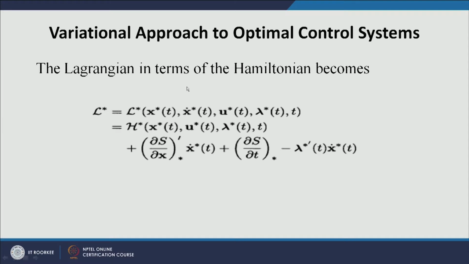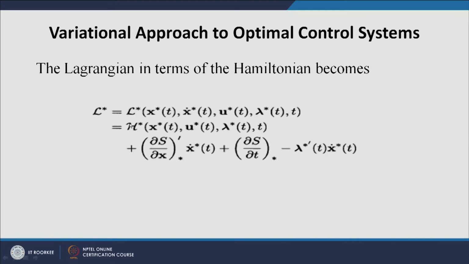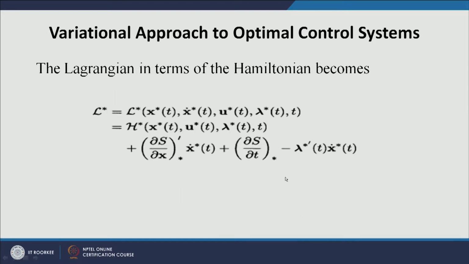So, in terms of Hamiltonian, if I define my Lagrangian, which is nothing but H, which will include V plus lambda prime f, and what is left is del s by del x times x dot, del s by del t, minus lambda prime x dot t. So, defining H as V plus lambda prime f, these three terms are left out from this: number 1, number 2, and the third is x dot multiplied with lambda prime. So, we can define my L in terms of H.